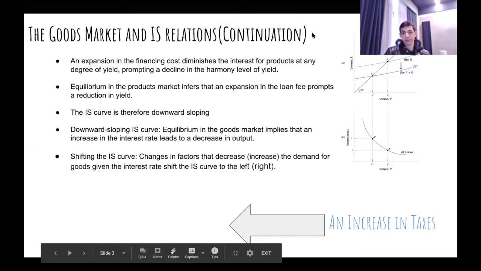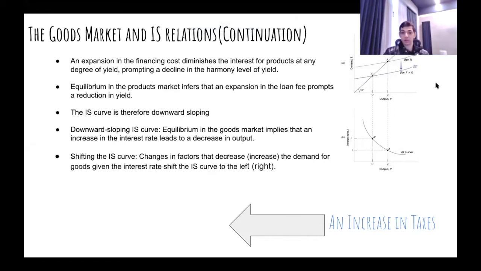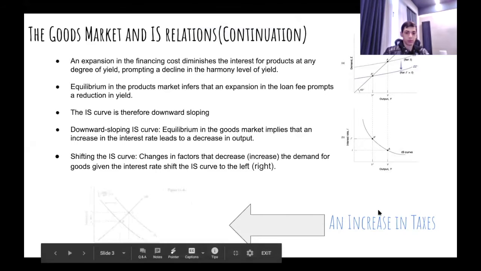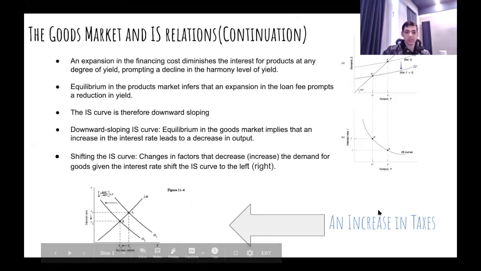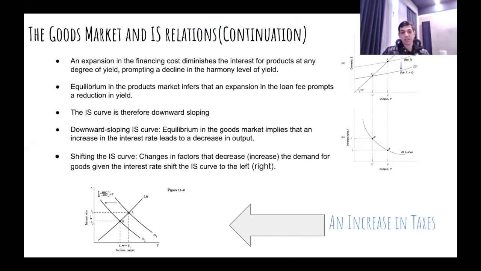And the reason why it's shifting is because changes in factors that decrease or increase the demand for goods shift the IS curve to the left or to the right, depending on the case. And if you take a good look at the figure 5-6, you will realize this is an increase in factors. However, it will be discussed a little bit later.